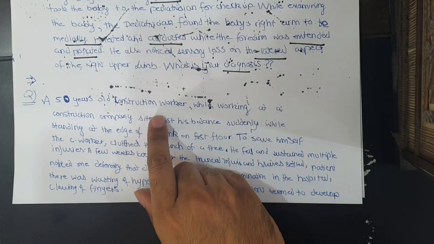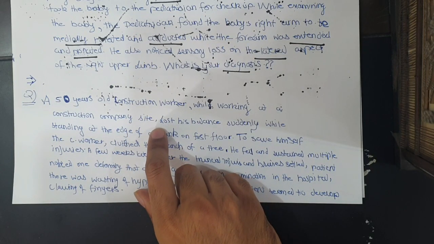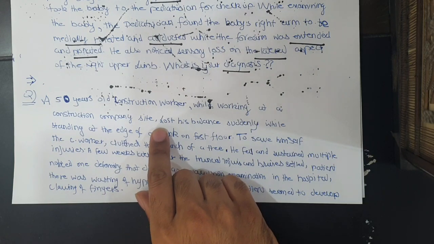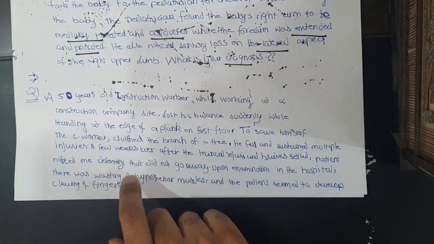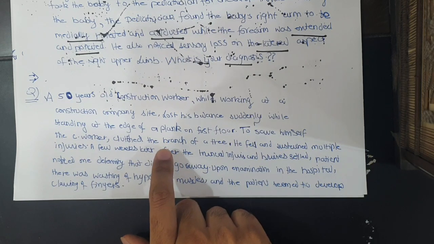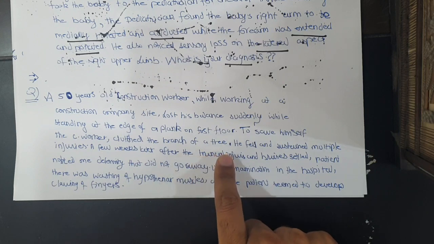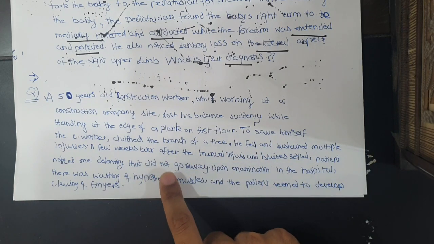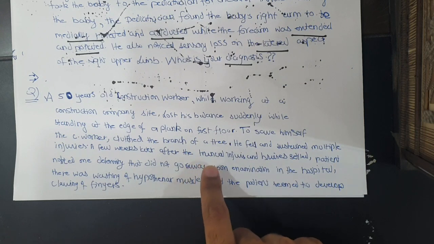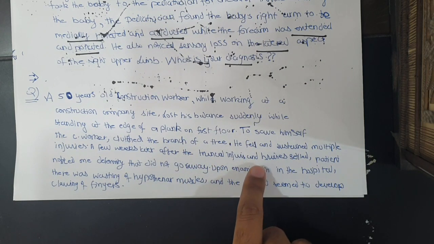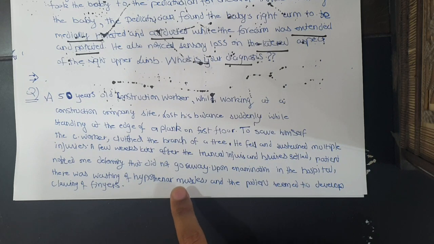A 50 years old construction worker, while working at a construction company site, lost his balance suddenly while standing at the edge of a plank on first floor. To save himself, the construction worker clutched the branch of a tree. He fell and sustained multiple injuries. A few weeks later, after the truncal injuries and bruises settled, the patient noticed one deformity that did not go away. Upon examination in the hospital, there was wasting of hypothenar muscles, and the patient seemed to develop clawing of fingers.